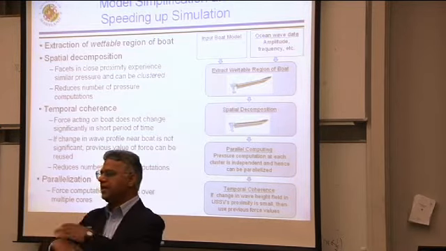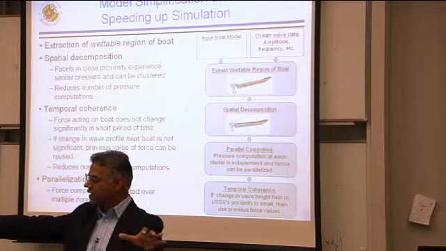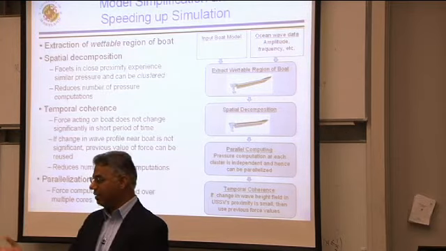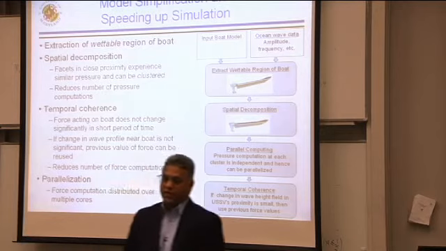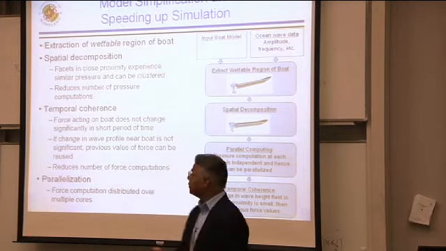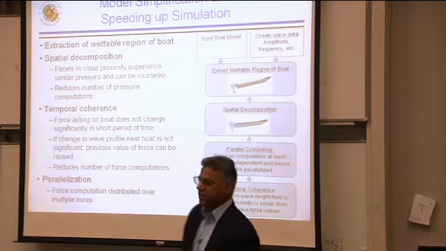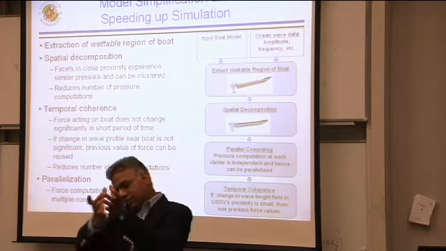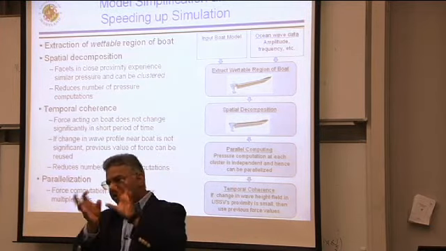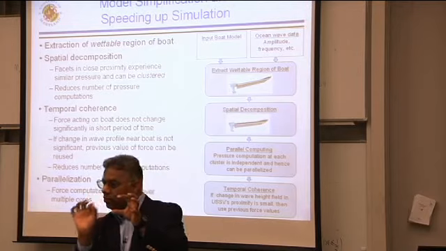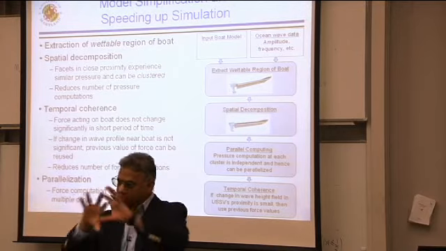But if you just integrate the equations over this entire boat surface, this is horribly bad in terms of speed. So what you have to first do is all kinds of simplification. We began with a spatial decomposition, where you take the representation of the boat, cluster different facets, and compute the force at the centroid of these facet clusters.